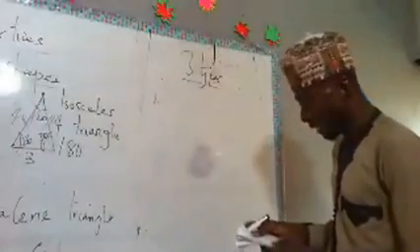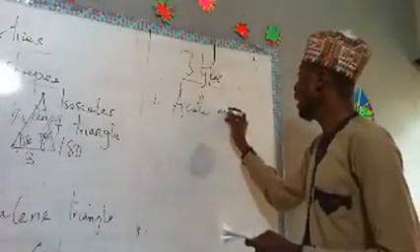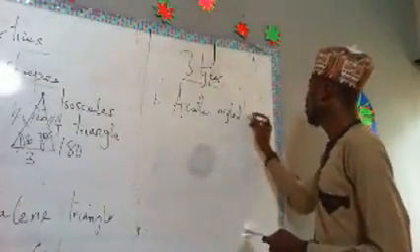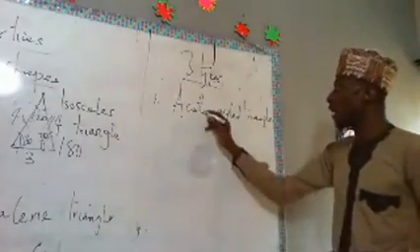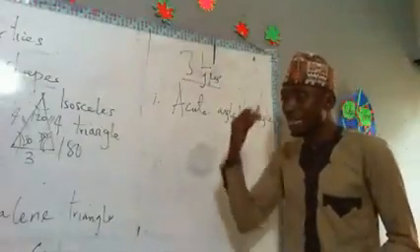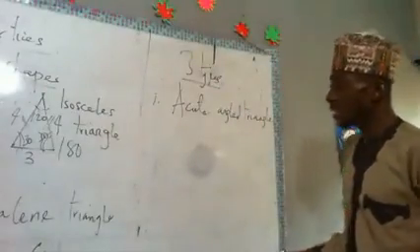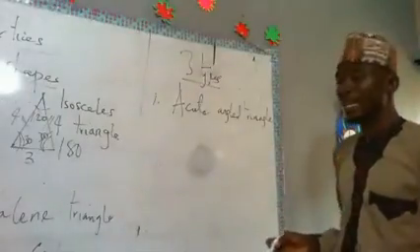And the first one is the acute angled triangle. Before now, we have done acute angle. That acute angle is an angle that is less than 90 degrees. Is it clear? 40, 50, 60, 70, all these degrees are less than 90 degrees.